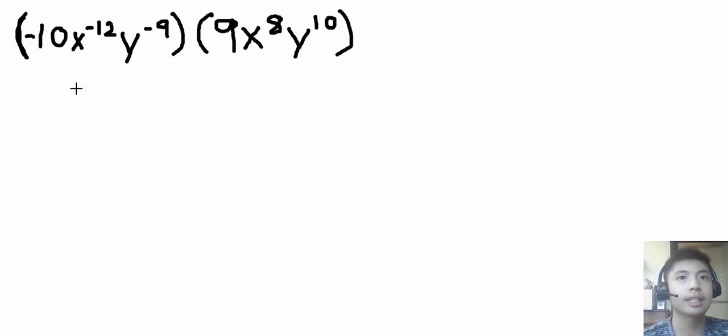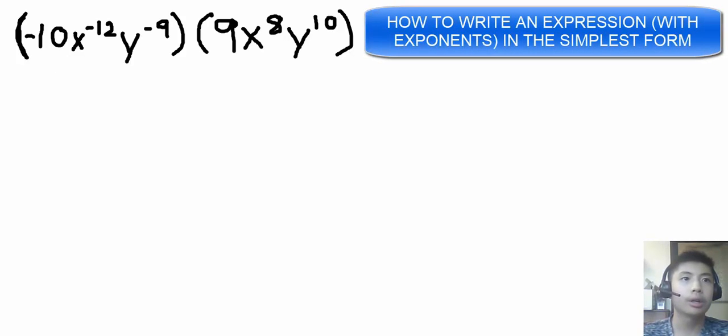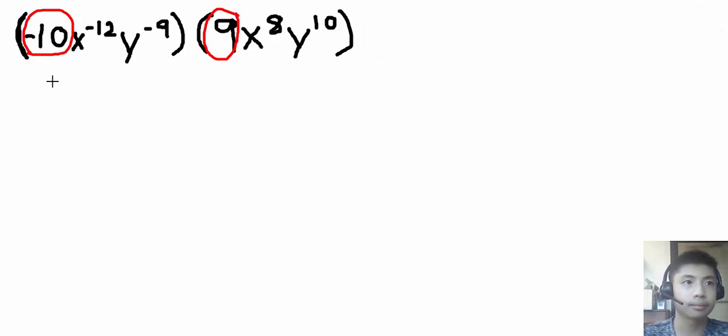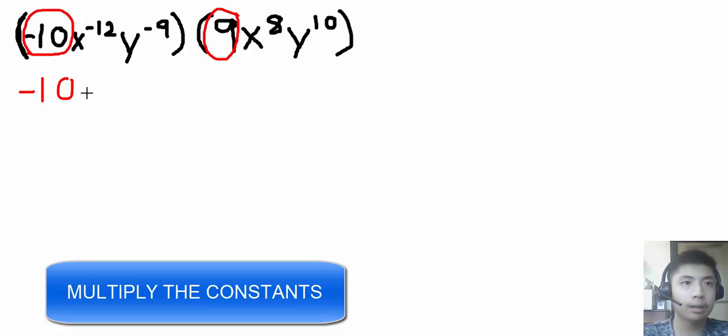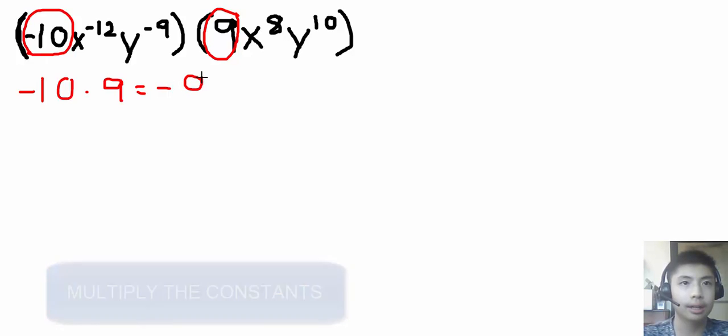My name is Sean, and today I will explain how to put this expression in the simplest form. This expression has two different terms. First, we need to multiply the constants, and the constants in this expression are -10 and +9. -10 times 9 equals -90.